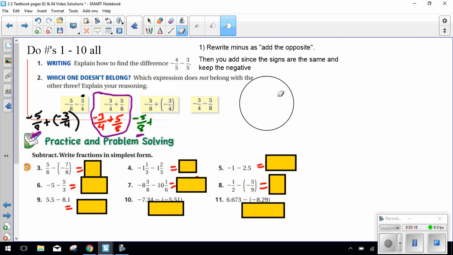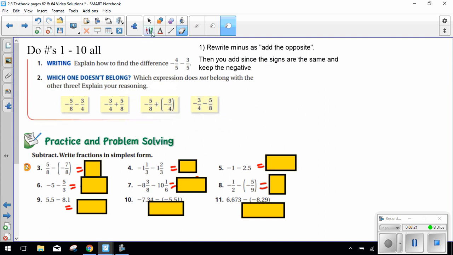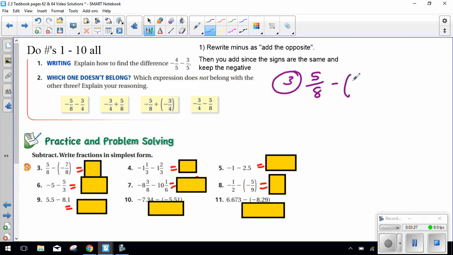Okay, let's just clean up our board. Number 3, we have 5/8 minus -7/8. So I see minus. Minus means to change this to add, and the opposite of what comes next. So 5/8 plus the opposite, which is 7/8.